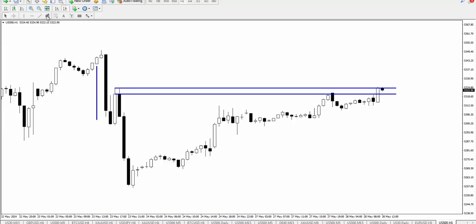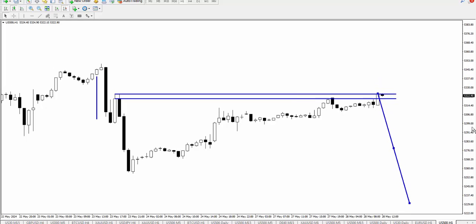And so where's my target going to be? Well, I'm a great fan of measured moves, so I just copy that move like that, and then I would project that down like this. And so that would be my target.